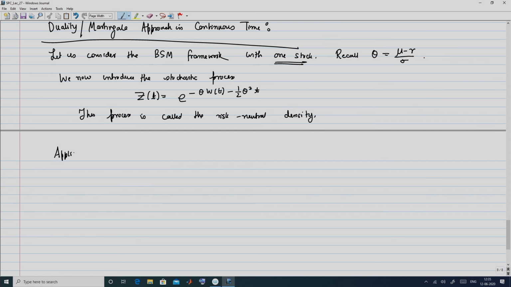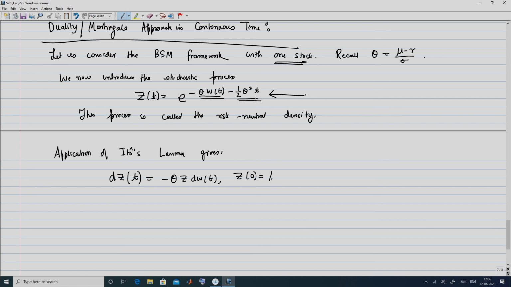So, you can show that using Ito's lemma. Ito's lemma is nothing but the Taylor series expansion in the world of stochastic calculus. So, an application of Ito's lemma gives dz. Just like you obtain dz in the deterministic case using Taylor series, in the stochastic case we have Ito's lemma which gives dz equal to minus theta z dW of t, with z of 0 equal to 1. You can see from here that W of 0 will render this term 0 and t equal to 0 will render this term 0. So, z of 0 is simply e raised to 0, which is equal to 1.